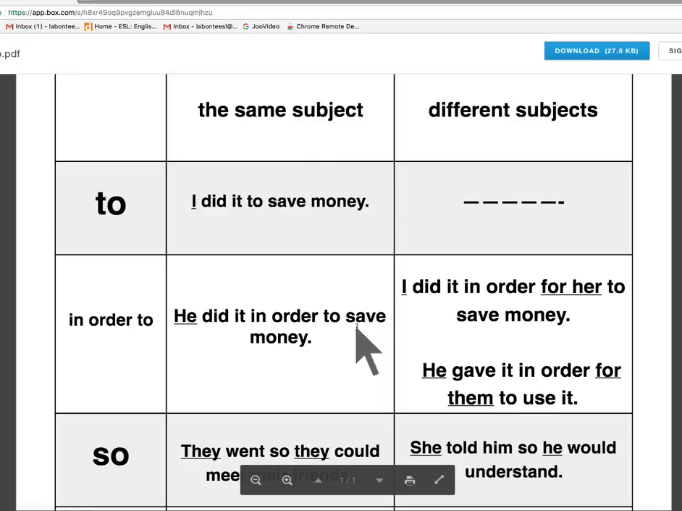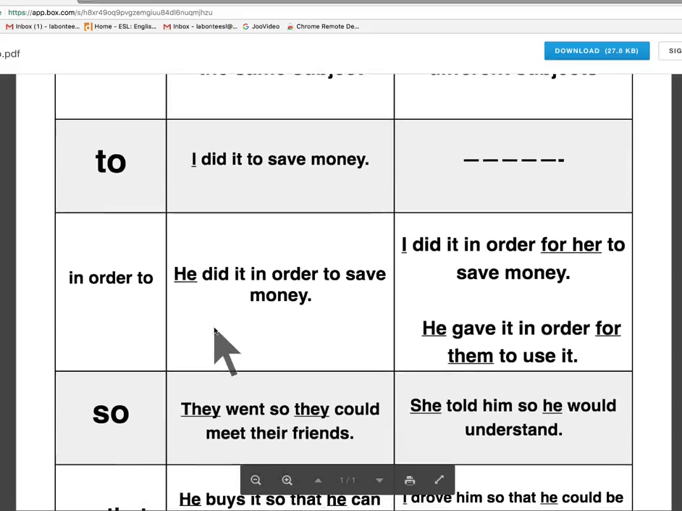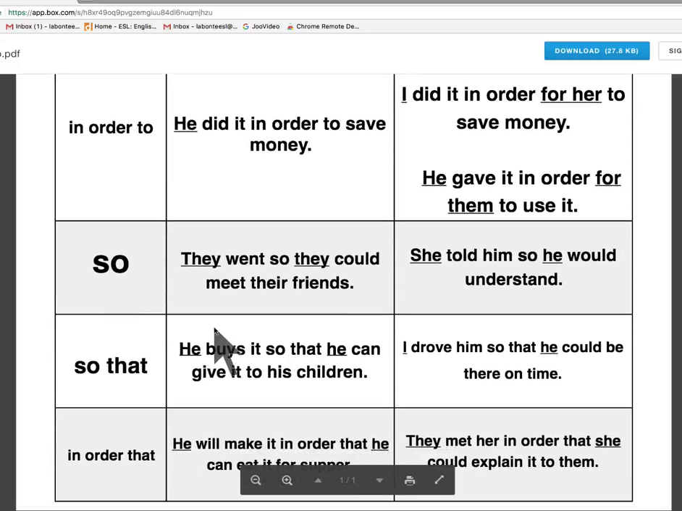He did it in order to save money. Or if you want different subjects, for her, for them, I did it in order for her to save money. So notice where the placement is here, right? These are the same. However, the secret here also is with these bottom 3.